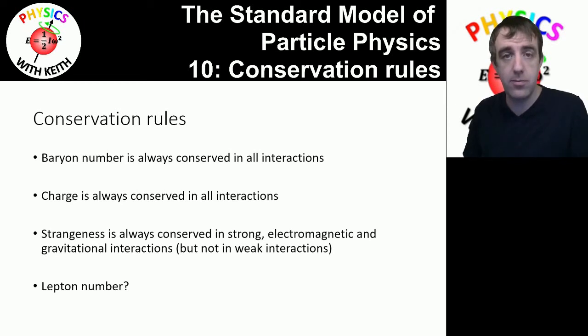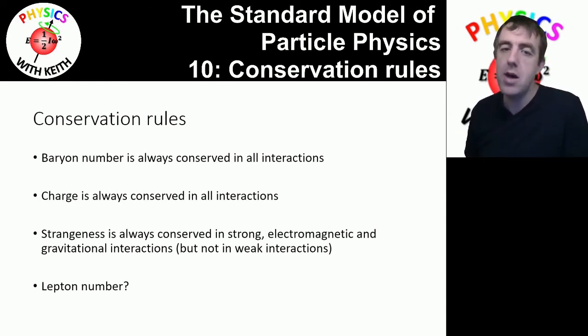And so these quantum numbers are what we are concerned with when we're looking at those conservation rules. So a reminder, baryons have a baryon number of 1, antibaryons have a baryon number of -1, mesons and leptons have a baryon number of 0. Charge, well, that's either taking -1/3 for a down quark, +2/3 for an up quark, -1 for an electron, +1 for a positron, and so on.